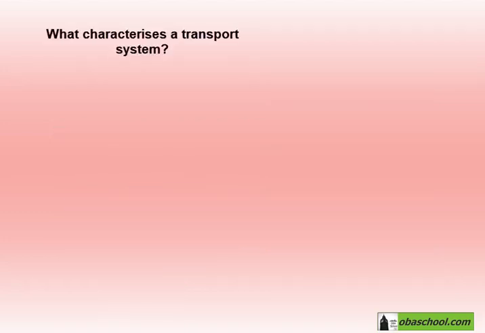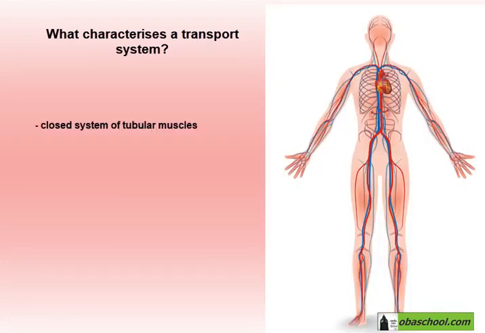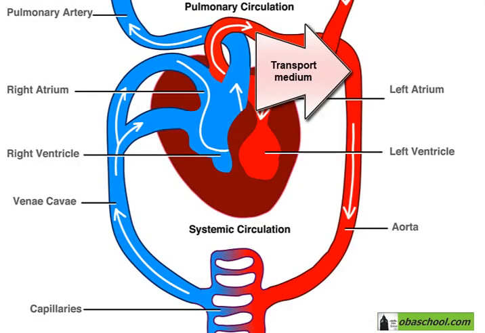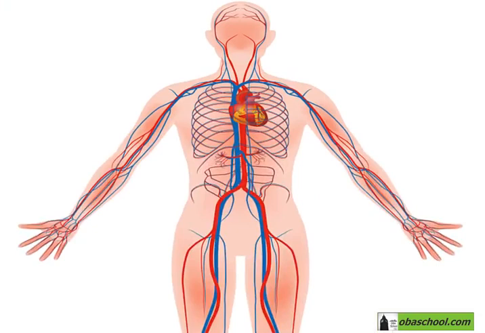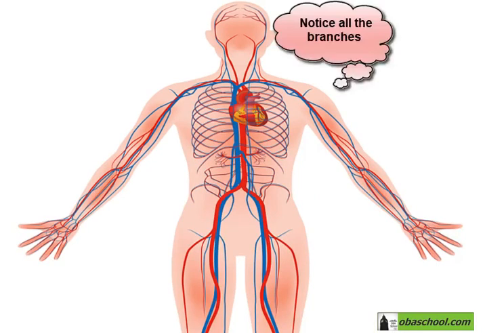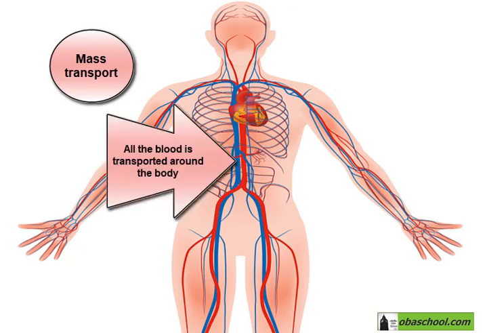And when we say transport systems, we're talking about the ones that have these common features. It is a closed system of tubular vessels containing the transport medium, which in the system we are talking about, the circulatory system, this medium is the blood, and we have a branching network to distribute all of this to all the parts of the organism. It is a form of mass transport. So we transport the entire transport medium, or the blood, over large distances, and it is faster than diffusion.